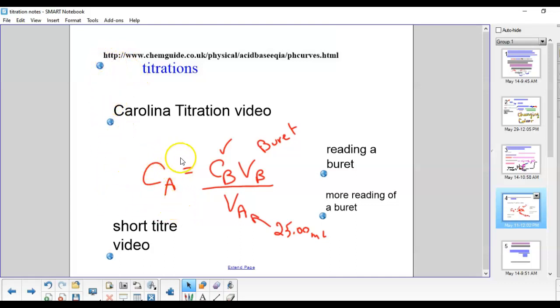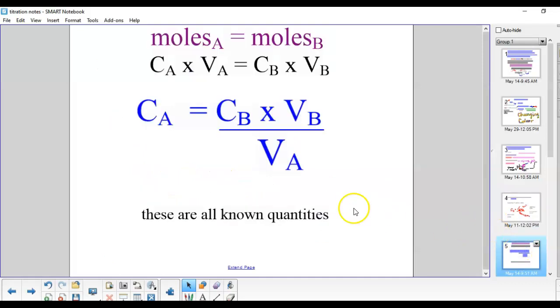If we're going to solve for the concentration of the acid, we just change our equation. Instead of CaVa equals CbVb, divide by Va. That'll tell us the concentration of the acid. Okay? Depending upon what you're trying to find, you're going to rearrange this equation for the variable you want.